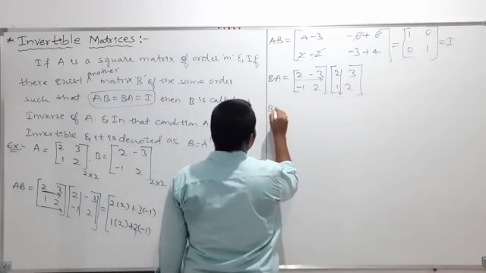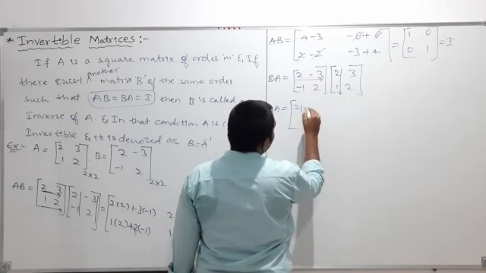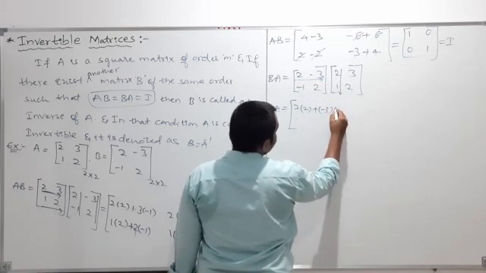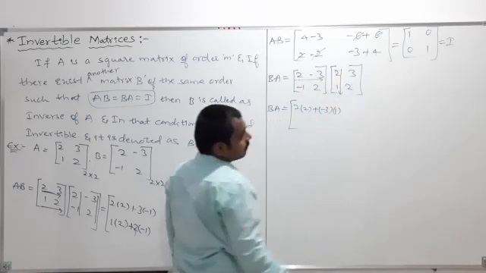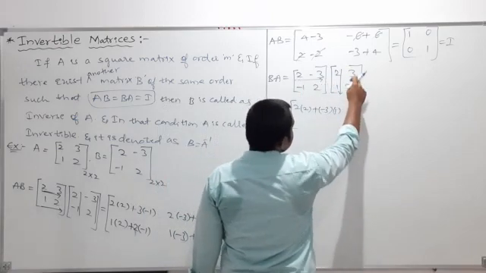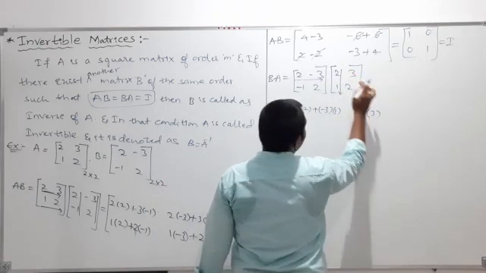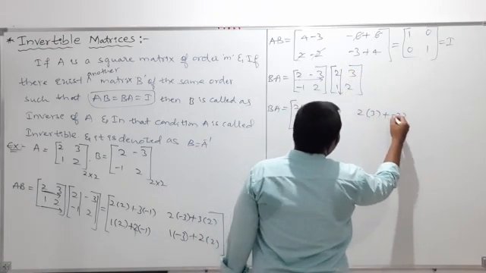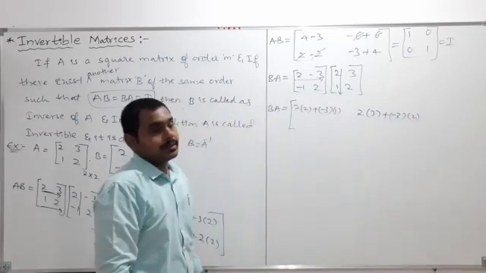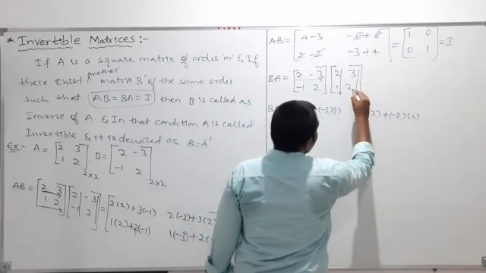So BA is equal to 2 into 2 plus minus 3 into 1. First row into first column. Next, first row, second column. So leave some space. 2 into 3 plus minus 3 into 2. Clear, my dear students? First row, first column. First row, second column. This I wrote.